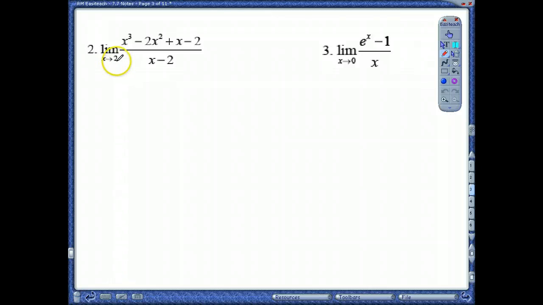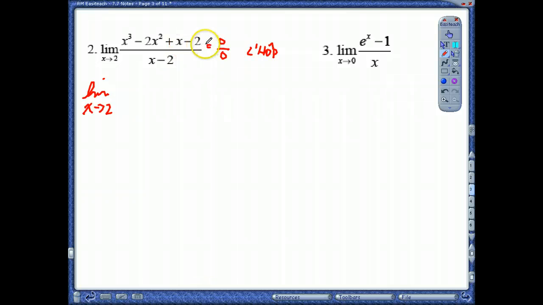Okay, so when I put 2 in here, I'm going to get 2 to the third, 8, minus 2 times 2 to the second, which is 8, so 8 minus 8, plus 2 minus 2, I get 0 on top. When I plug 2 into the bottom, I get 0. This is going to tell me L'Hopital's rule. So I'm just slapping that limit on there.